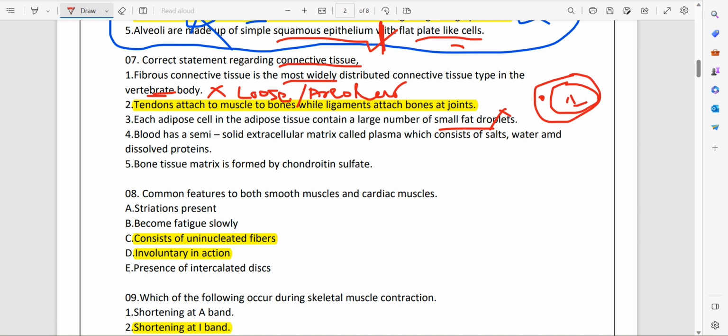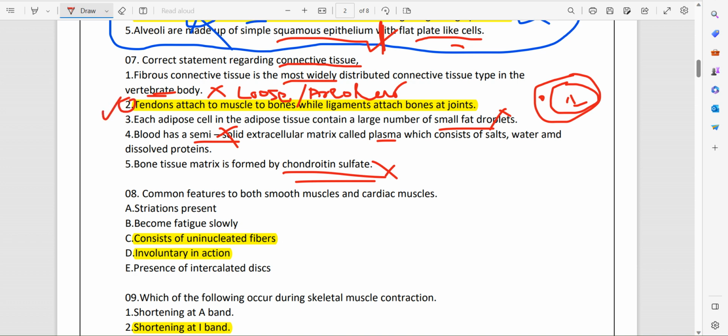So the fourth one, blood has a semi-solid. No, the word semi-solid is wrong there. It has a liquid matrix called plasma, which consists of salts, water, and dissolved proteins. And the fifth one, bone tissue matrix. No, cartilage tissue matrix is formed by chondroitin sulfate, which is secreted by chondrocytes. Bone is mineralized with inorganic salts and collagen fibers. It's not made up of chondroitin sulfate. So the second statement is the correct one here.